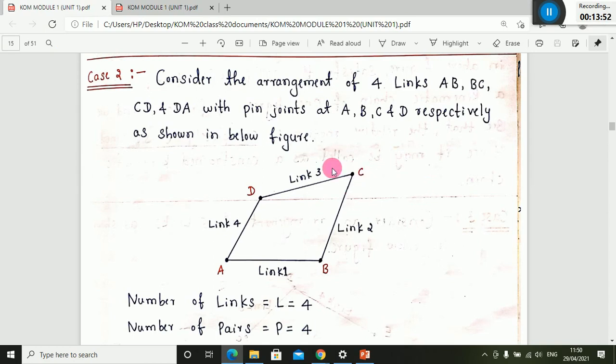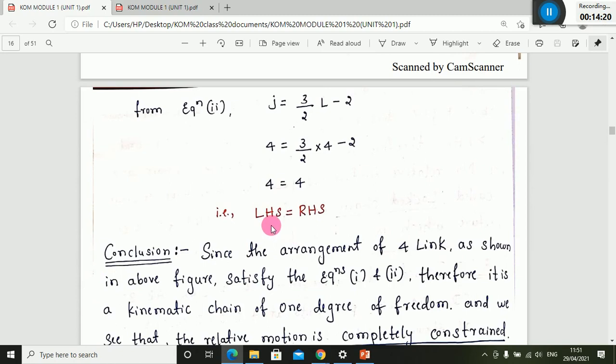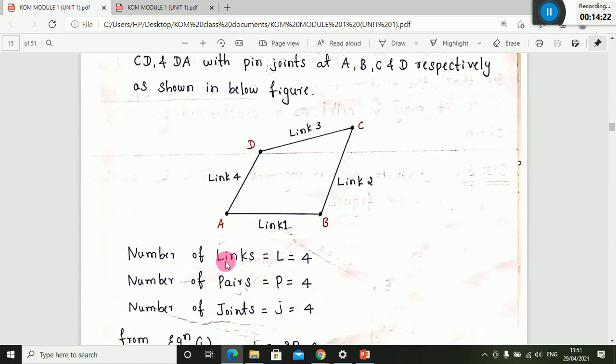You calculate the answer. Just check and let me know what the condition is: LHS equal to RHS, LHS greater than RHS, or less than. You say whether this is a kinematic chain or not. Sir, it is a kinematic chain. What answer are you getting? LHS is equal to RHS, equal to 4. Correct. Yes, sir. LHS is equal to RHS. Okay, correct.